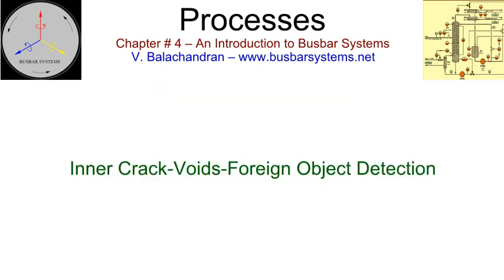Inner crack, voids, foreign object detection. Defects that have been sealed by welds need to be detected by radiographic and ultrasonic weld inspection. These are expensive tests. X-rays from a tube or gamma rays from radioactive isotopes are directed onto the weld.